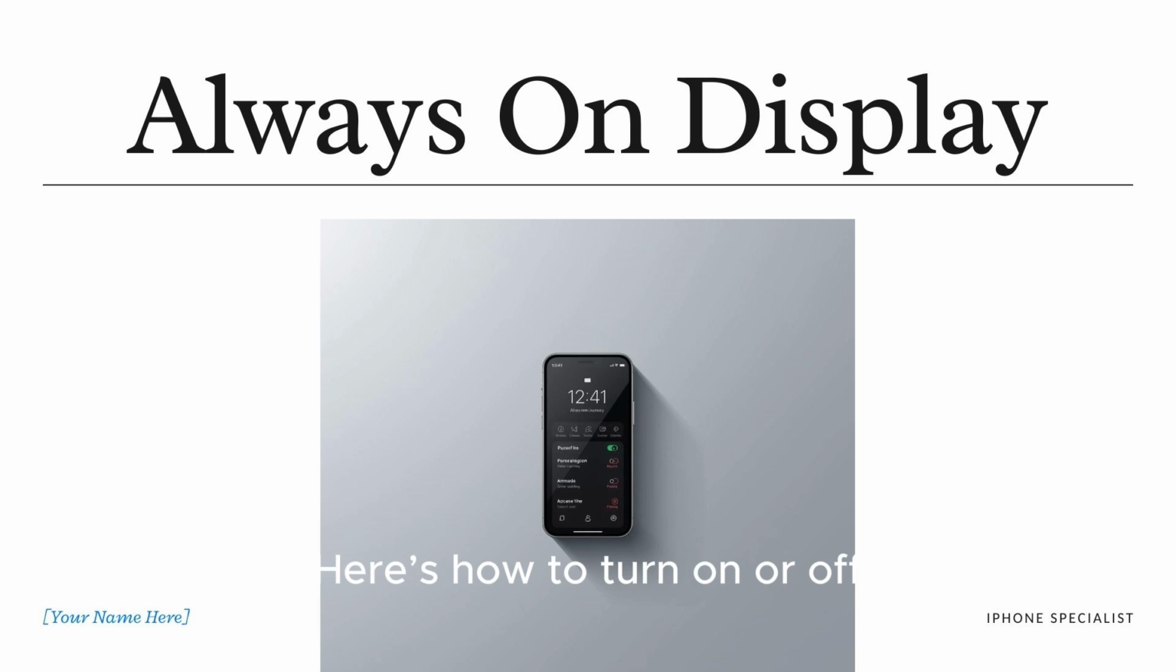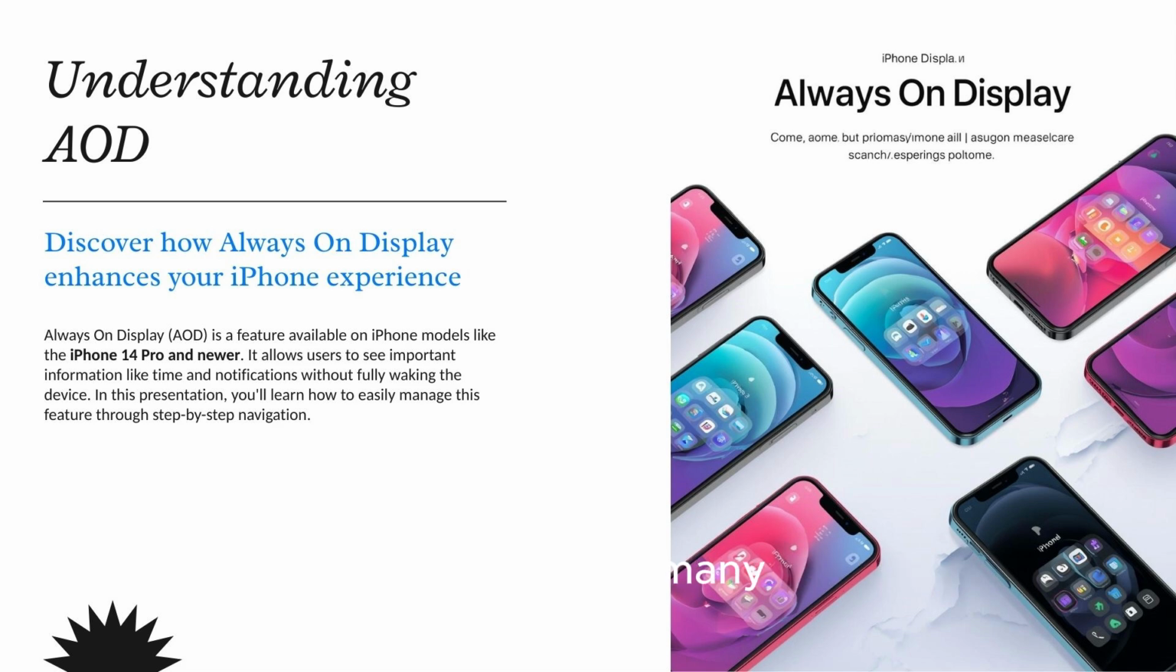Here's how to turn on or off always on display on iPhone on your device with the exact taps to use. Let's dive in. If you don't see the option right away, scroll a little. Many settings are grouped under privacy or account.